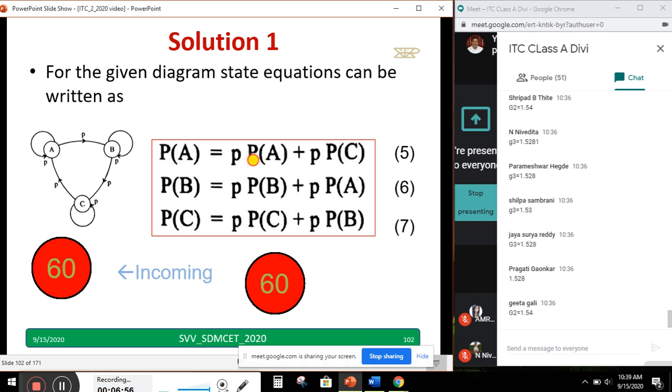One is coming from A to A with the probability of P. One is coming from C with the probability of P. Only these two are coming inside. Therefore I am writing P into probability of A plus P into probability of C. Similarly you can write probability of B equal to, probability of C equal to. Write down these three equations. You have 2 minutes. Do it fast.